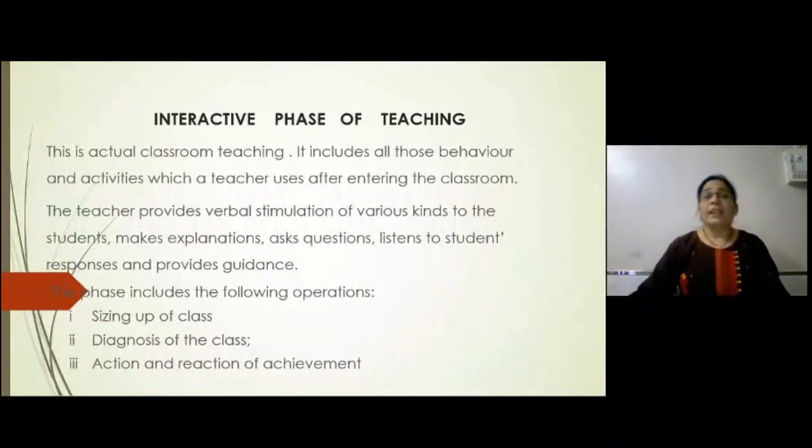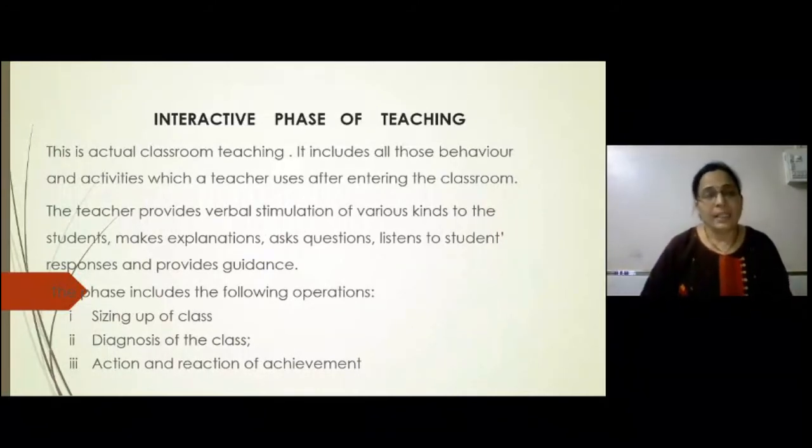The next is the interactive phase of teaching. The interactive phase is the actual classroom teaching. It includes all those behaviors and activities which a teacher uses after entering the classroom. The teacher provides verbal stimulation of various kinds to the students, makes explanations, asks questions, listens to the students' responses and provides guidance.